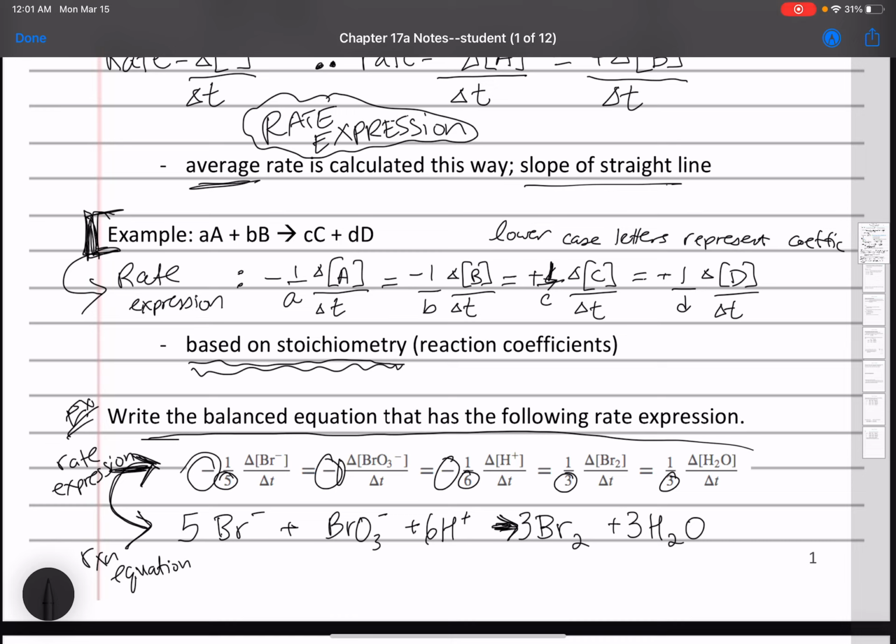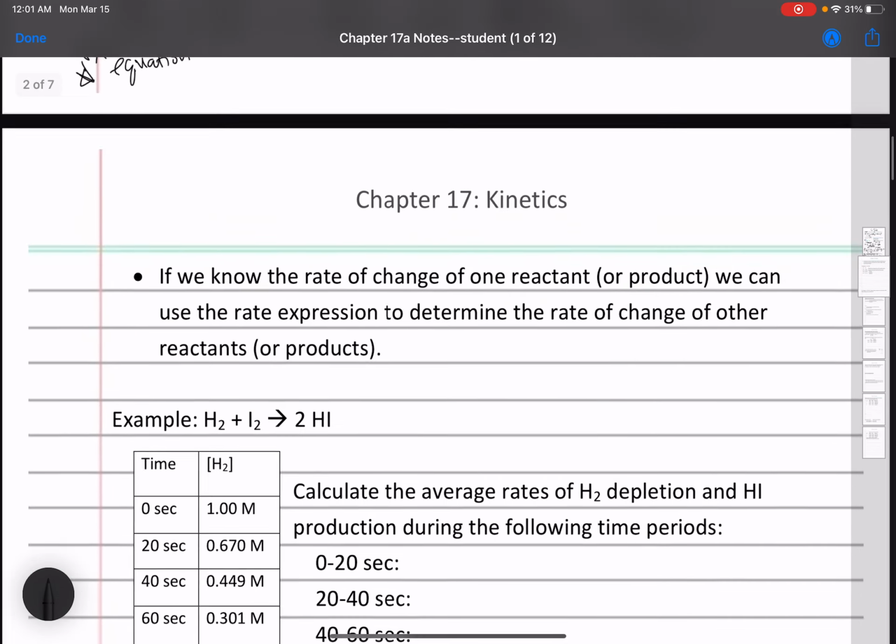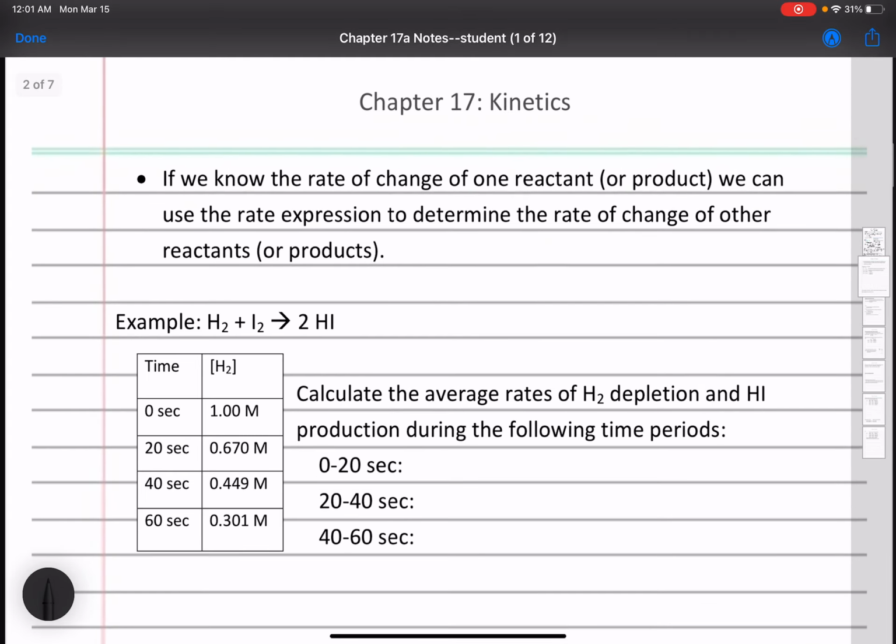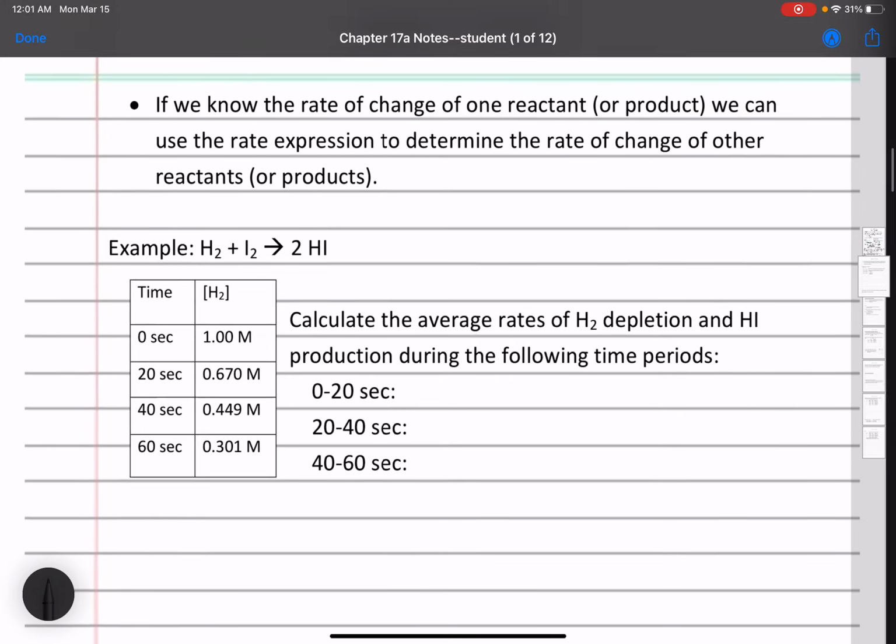Seems like it makes sense when I'm saying it, but trust me, you're going to get a problem later. It's going to ask for the rate expression. You'll be like, what's the rate expression? So you need to know these terms, be able to know what it's asking you to actually write. Okay, so if we know the rate of change of one of the reactants or of the products, then we can use that. What this rate expression means, what this stoichiometry is, is that we can use it to predict the rate of some other part of the reaction, some other substance.